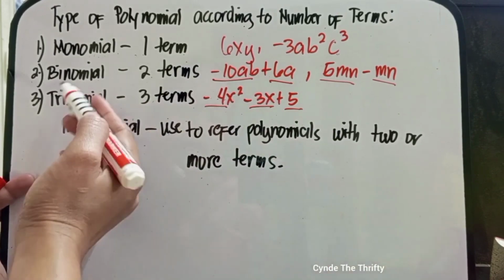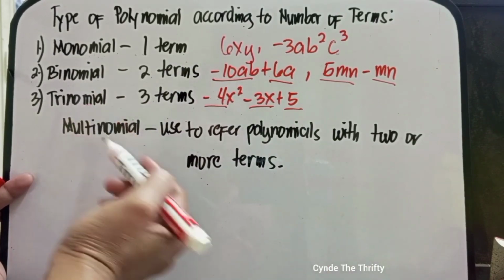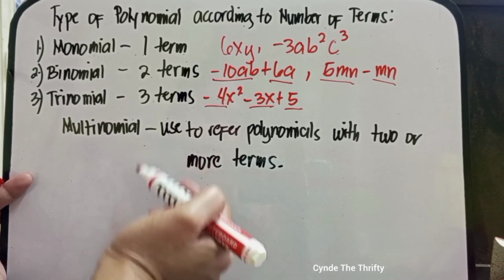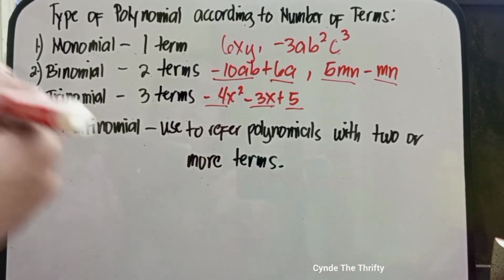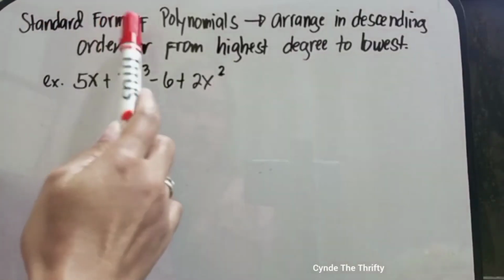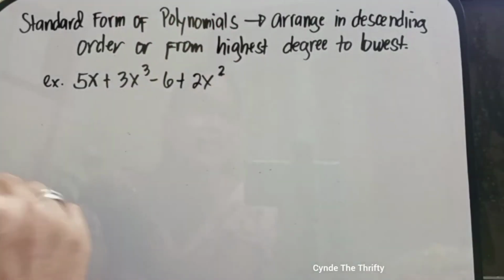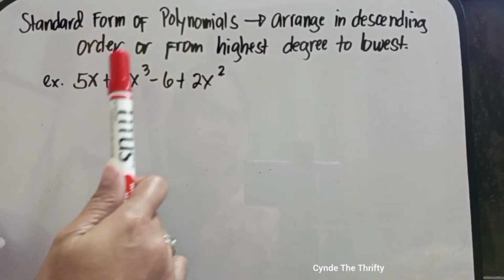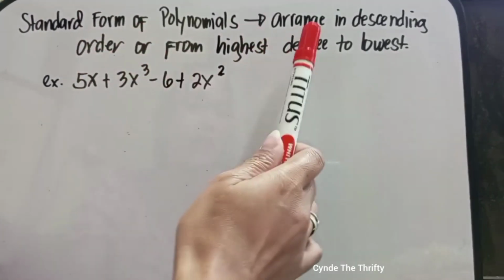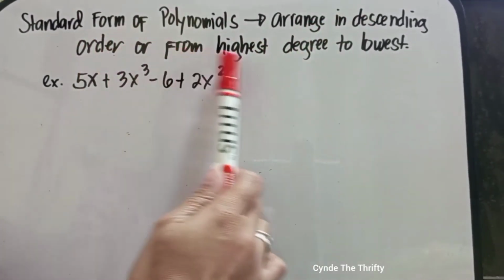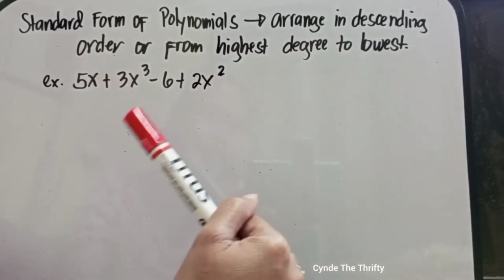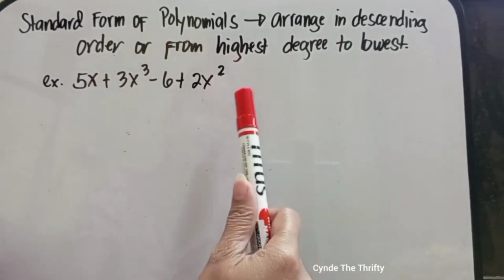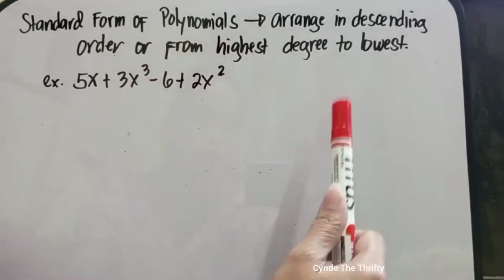So, sometimes, itong binomial at trinomial, pwede natin tawaging multinomial. Kapag 2 or more terms na siya, pwede natin siyang tawaging multinomials. Standard form of polynomial. So, matatawag natin na nasa standard form ang isang polynomial kapag arranged in descending order, or from highest degree to lowest. So, masasabi natin siyang naka-standard form kapag naka-arrange ang kanyang degree from highest to lowest.